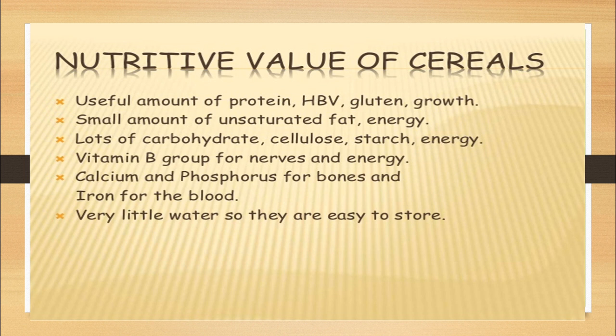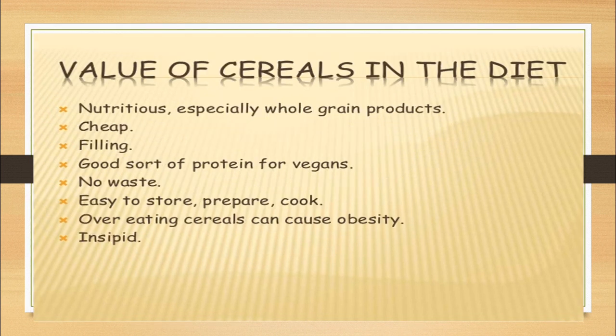If I talk about nutritive value, they have useful amounts of proteins, gluten, and a small amount of unsaturated fats, energy. They have lots and lots of carbohydrates, cellulose, starch, energy, and vitamin B group for nerves and energy, calcium and phosphorus for bones, iron for blood, and very little water, so they can be easily stored.